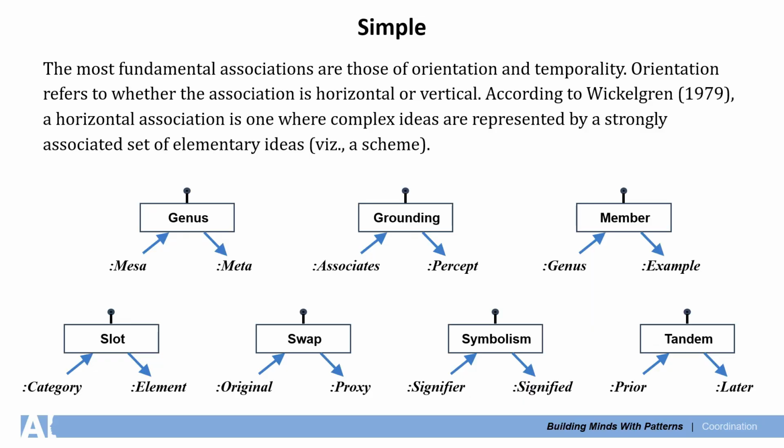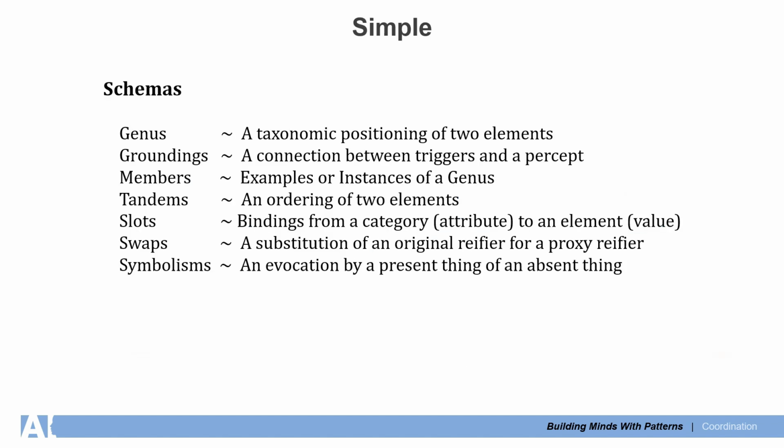The most fundamental associations are those of orientation and temporality. Orientation refers to whether the association is horizontal or vertical. According to Wickelgren, a horizontal association is one where complex ideas are represented by a strongly associated set of elementary ideas. In other words, a scheme. Genus, grounding, member, slot, swap, symbolism, and tandem are all horizontal or simple relationships.